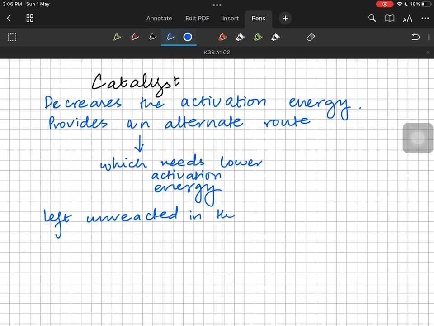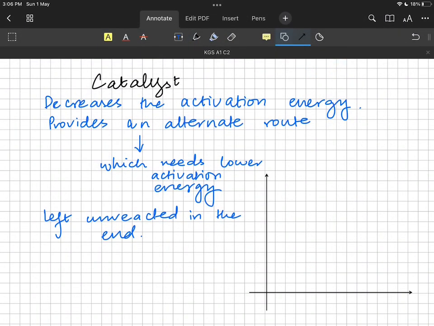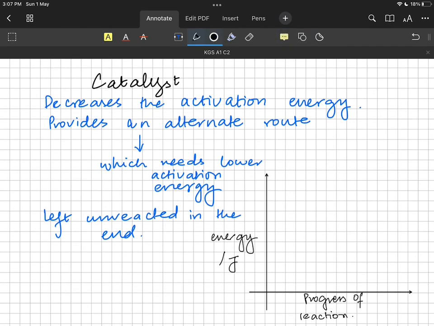Catalysts are left unreacted after the reaction. It is a misconception they don't participate in reaction. They do, but they are left in the same position, in the same form as they began with.